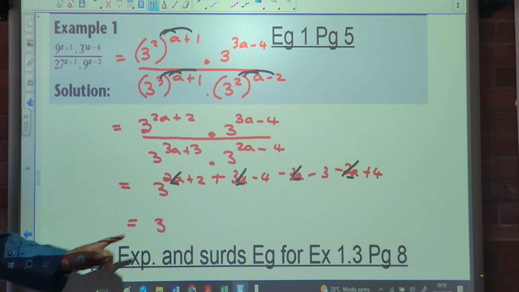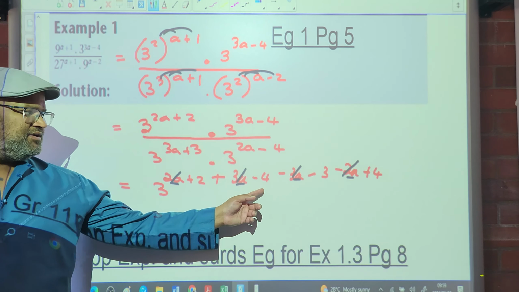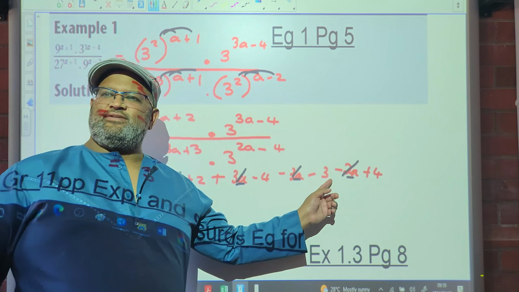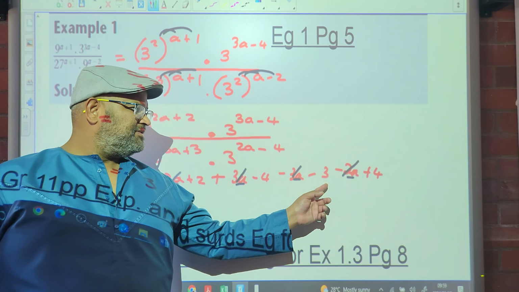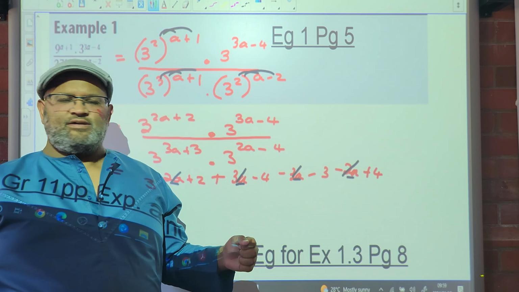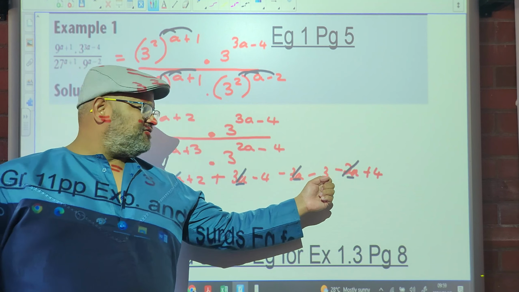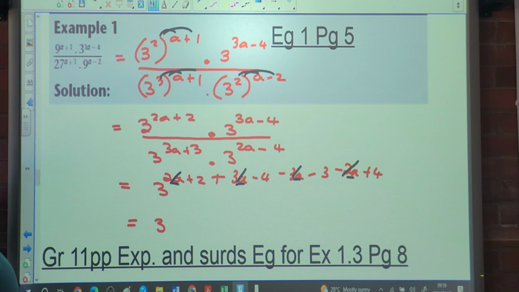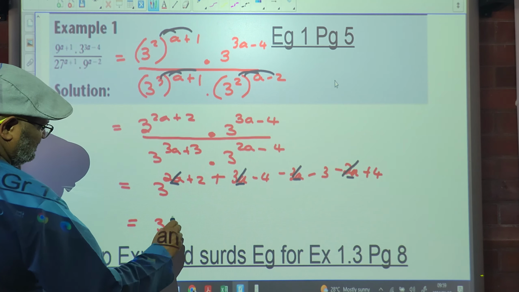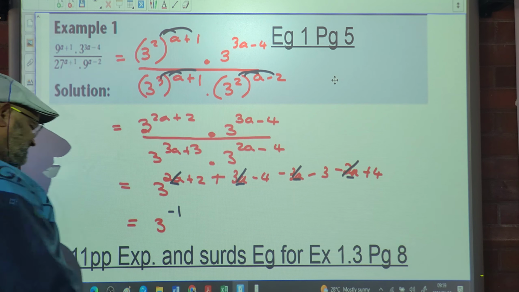So what is 2 minus 4? Negative 2. Negative 2 minus 1, negative 3. Negative 3 plus 4 is negative 1. So it's 3 to the negative 1. And 3 to the negative 1 is? 1 over 3.